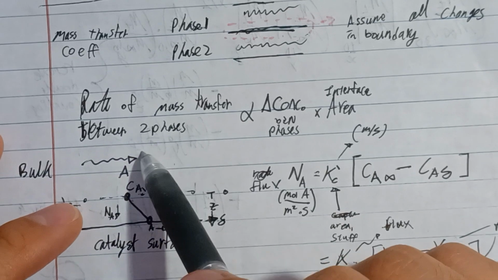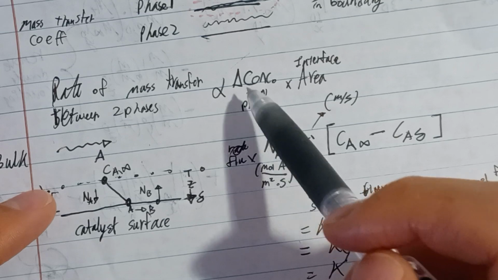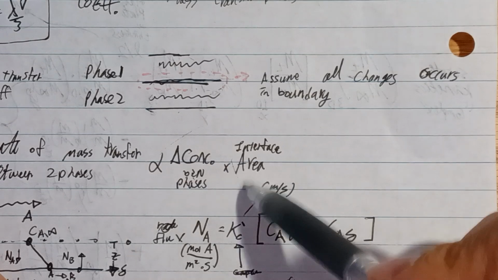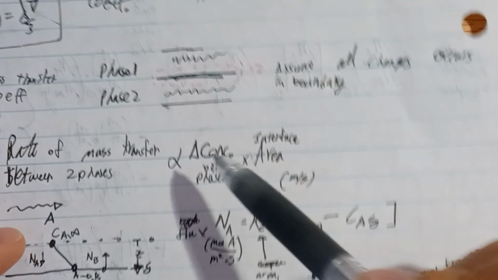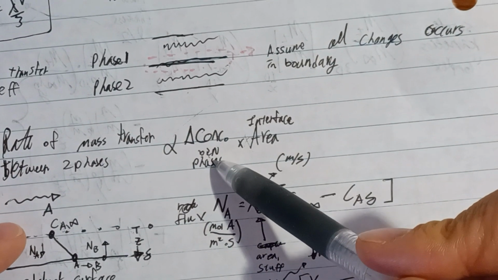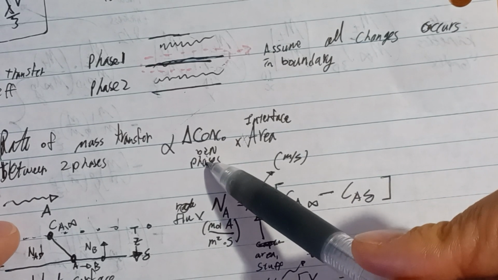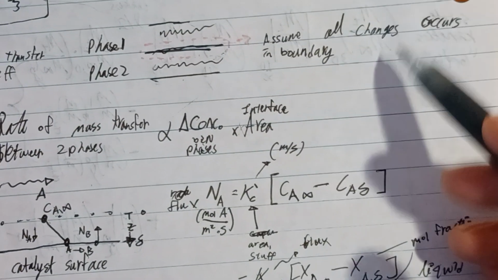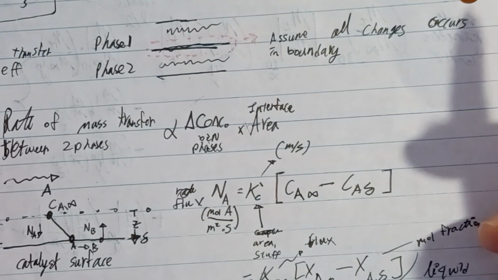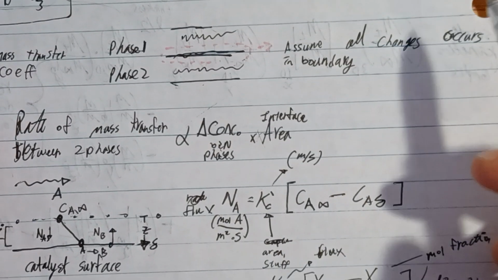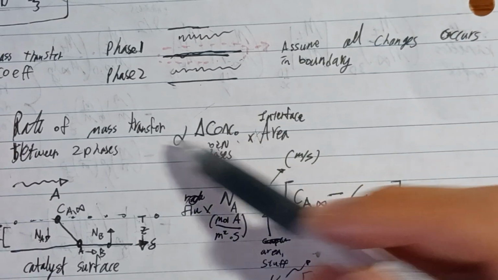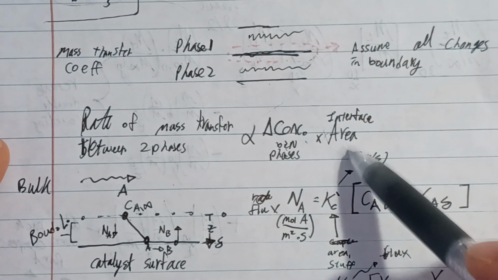So the rate of mass transfer between two phases is correlated with the concentration difference between the phases times the interface area, which makes sense, as the concentration difference is a driver of the mass transfer according to Fick's first law, although we know that in actuality the real driver is the chemical potential difference, but it's close enough. And the larger this area, the faster the rate of mass transfer, so we multiply by that.